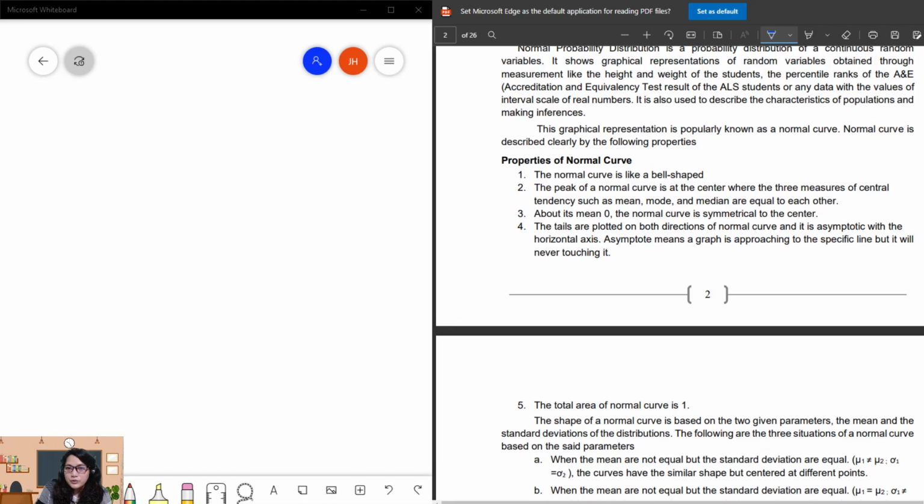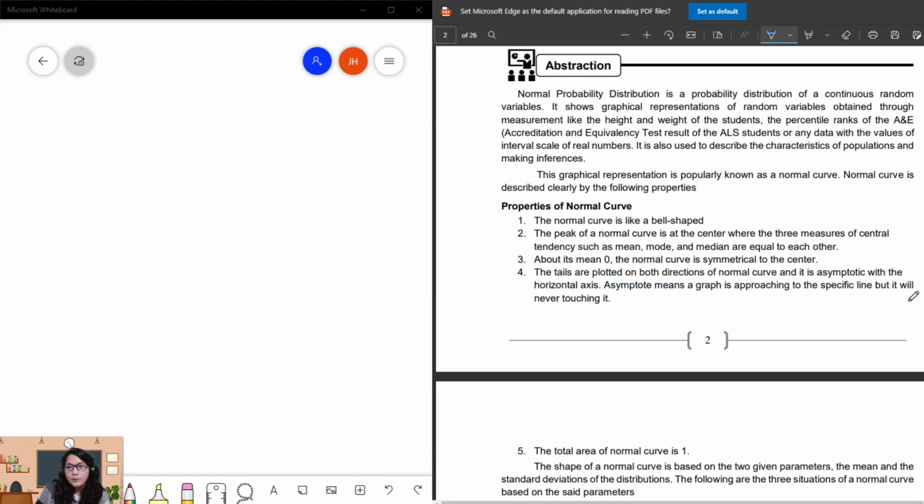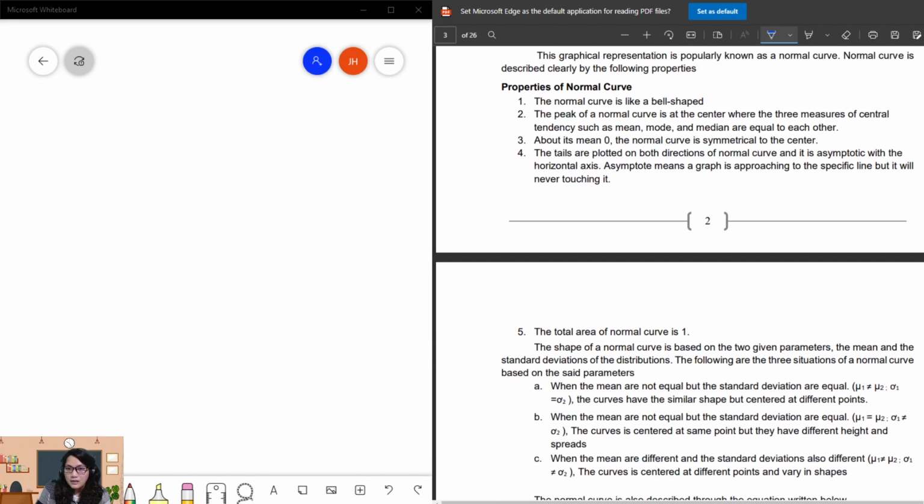So, abstraction. Normal probability distribution is a probability distribution of a continuous random variable. It shows graphical representation of random variables obtained through measurement like the height and the weight of the students. So, it is continuous. The percentile ranks of the accreditation and equivalency test result of all students, or any data with values of interval scale or real numbers. It is also used to describe the characteristics of a population and making inferences.